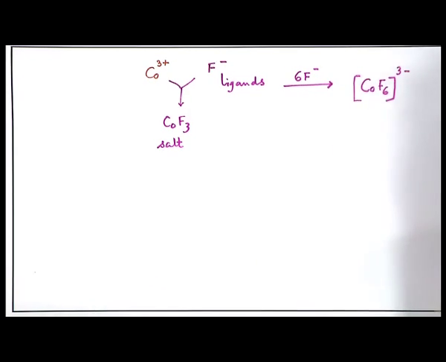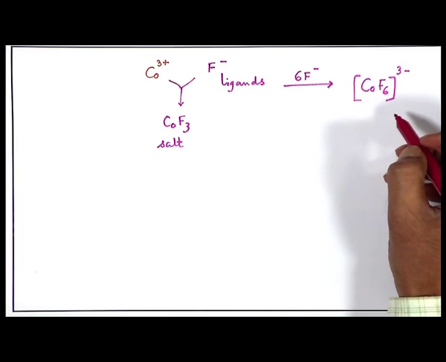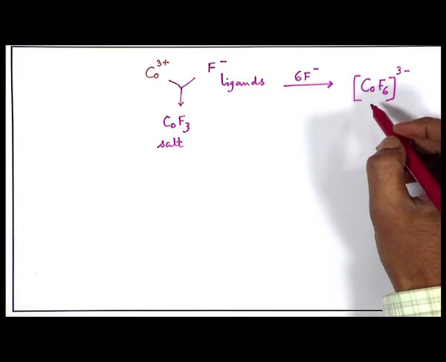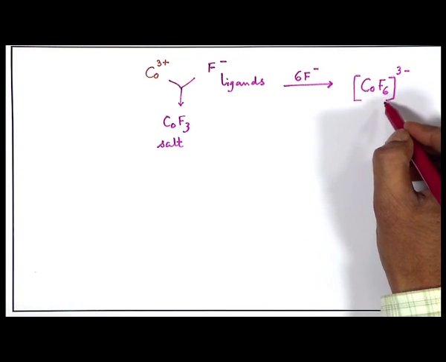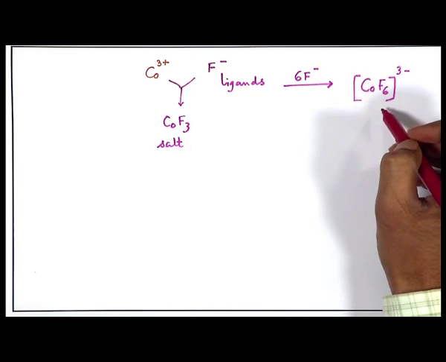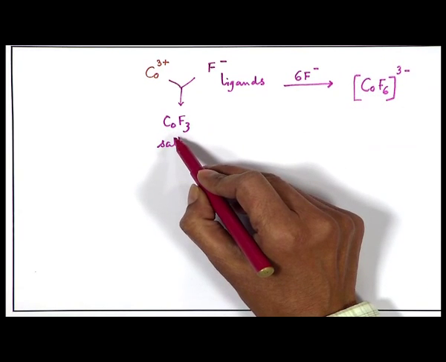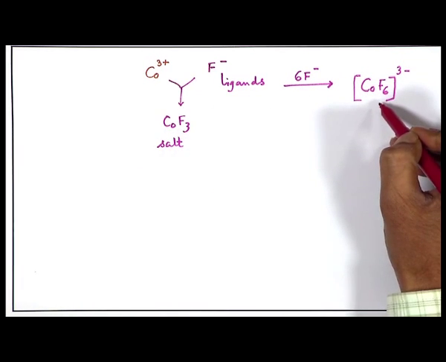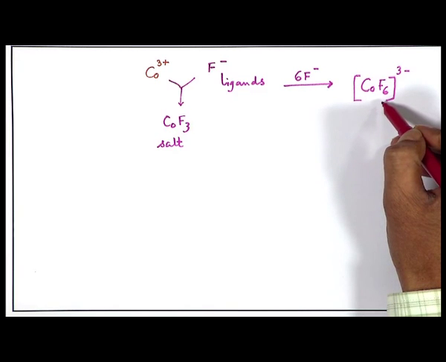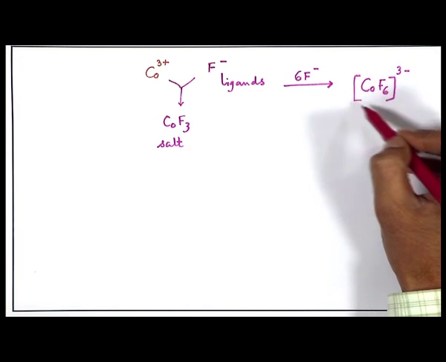So, this is the corresponding CoF6, hexafluoro cobalt 3 ion. This hexafluoro cobalt 3 ion exists since it has the corresponding stabilization, but we may not get it for the corresponding chloride, bromide or iodide species, as those are bigger.